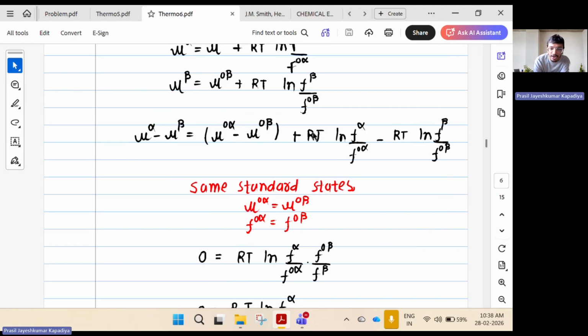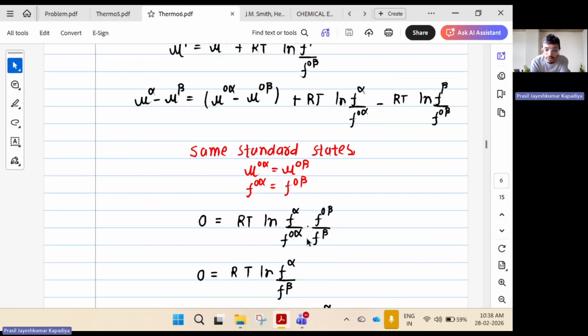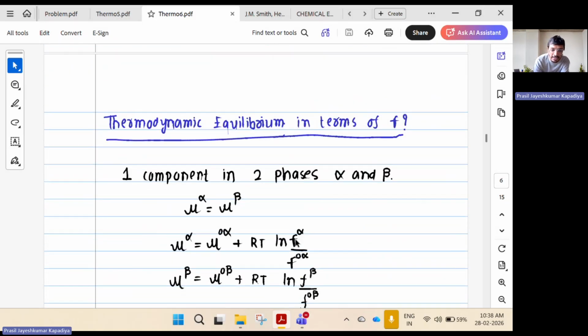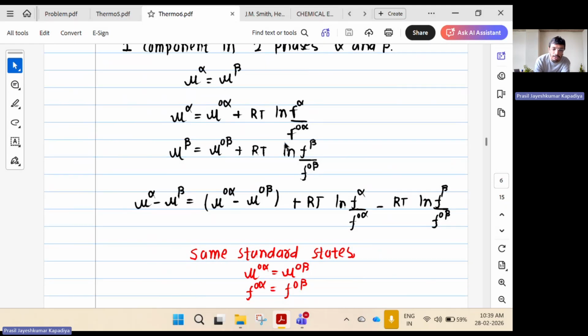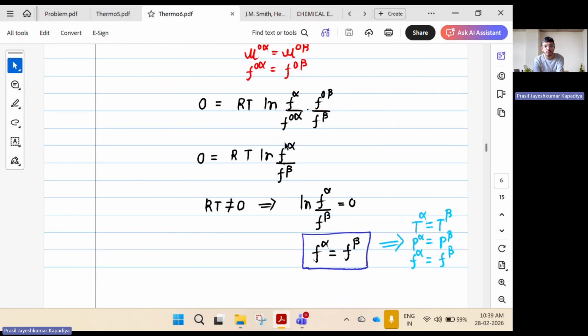So we are only left with RT ln of f alpha by f0 alpha into f0 beta by f beta. Now f0 alpha is also equal to f0 beta, as we are dealing with one pure component at the same standard state. So this term cancels out. So we are only left with 0 is equal to RT into ln f alpha divided by f beta.